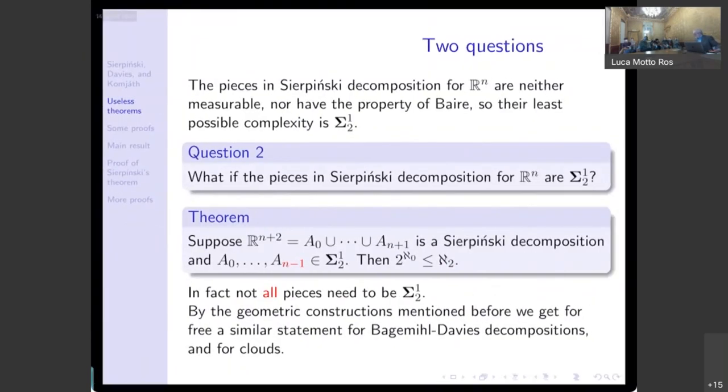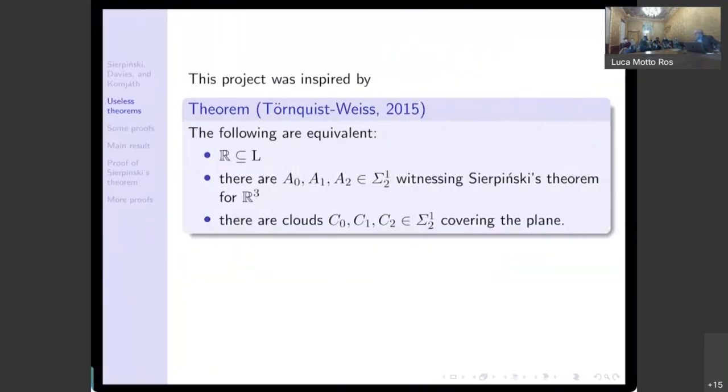That's interesting. So by the geometric construction that I mentioned before, I get for three a similar statement for Bagginal Davis and for clouds. So if the plane can be covered with n plus 2 clouds, and these clouds are sigma 1 2, or even just the first n of them are sigma 1 2, then the continuum is at most aleph 2. But it's something I really dislike, the partitions here. Another topic.